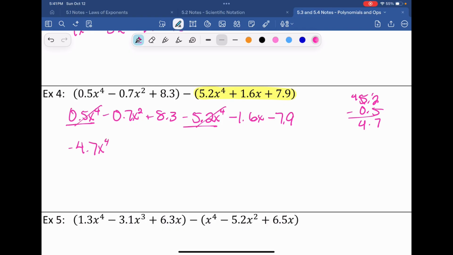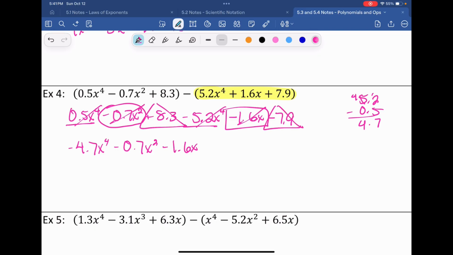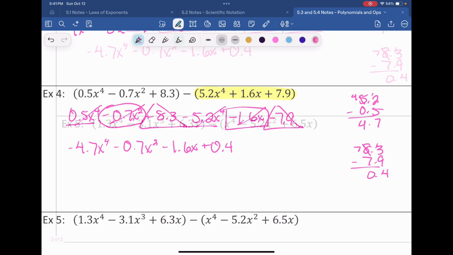I do not have an x cubed, but I do have an x squared, and that is the only one I have, so I'm just going to bring it down. I have a single x, so bring it down. Positive 0.3, negative 7.9. So 0.4. Last one.